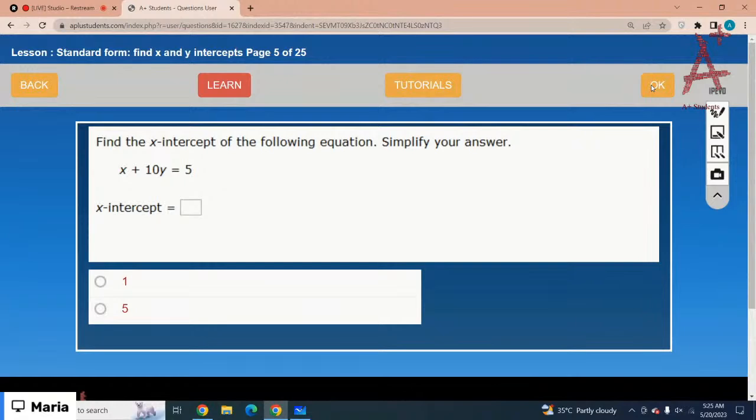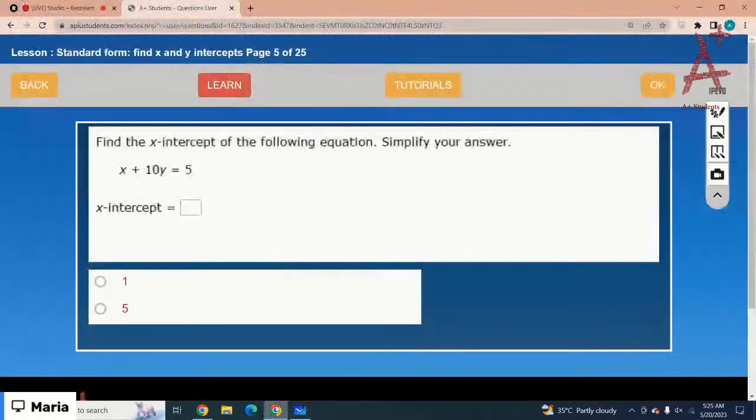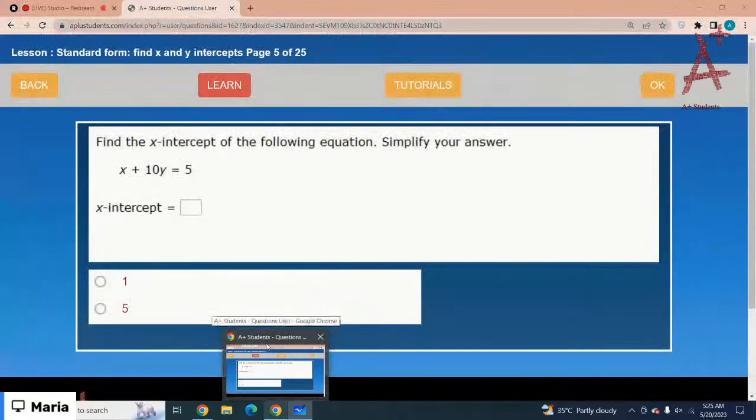Okay, the next one is x plus 10y equals 5. You have to calculate the x-intercept. For the x-intercept, you need to put y equals 0. So it would be x plus 10 times 0 equals 5. 10 times 0 is 0. So x equals 5. Got it? The correct option is x equals 5.